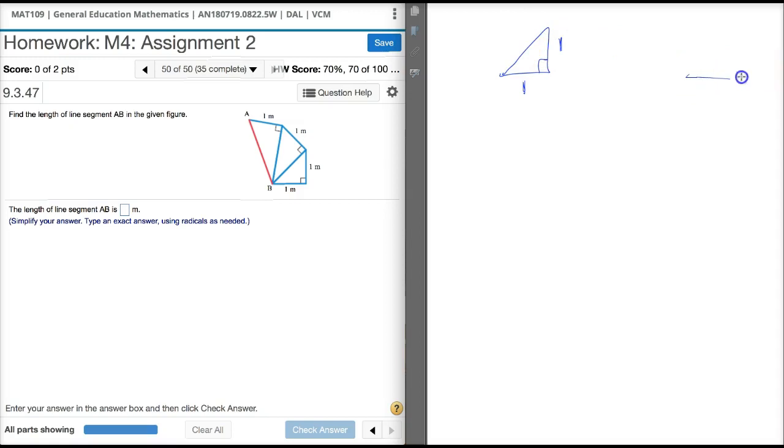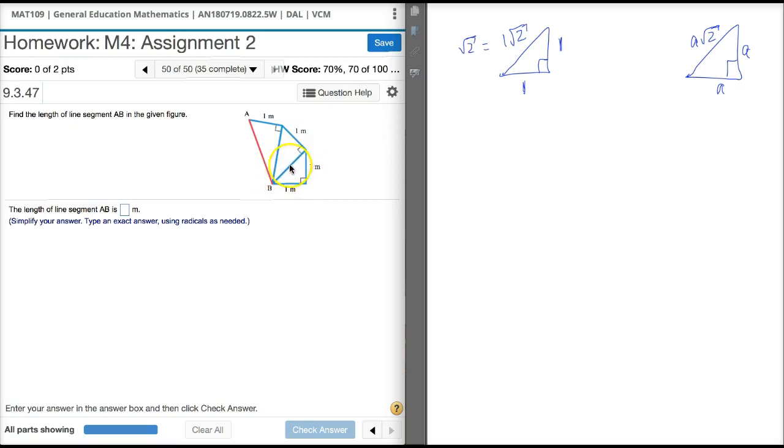Now, if you remember what we talked about, we said that if we have a right triangle and both sides, both legs are A, then this is just A times square root of 2. So this means this should be 1 times square root of 2, which is just square root of 2. Okay? So this side right here is just square root of 2.